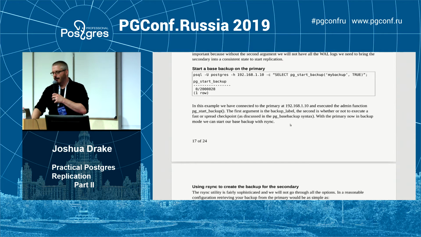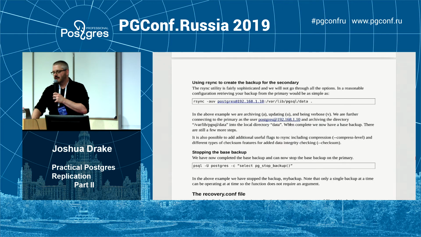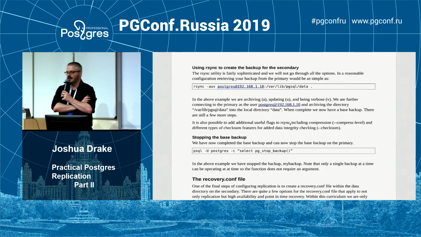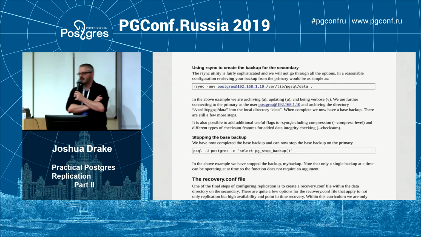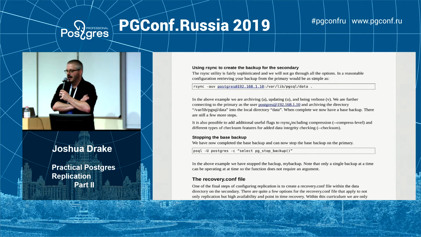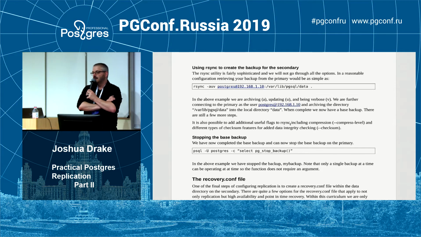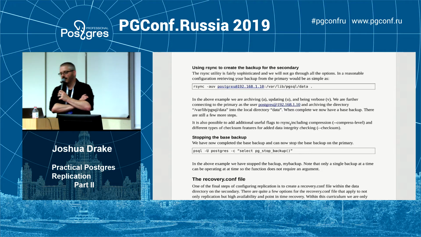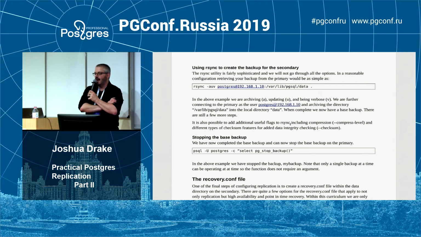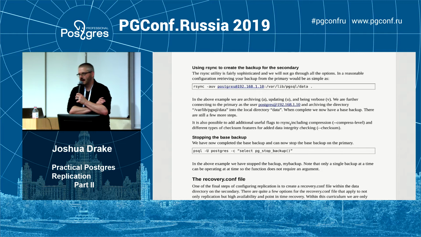With the primary now in backup mode, we can start our base backup with rsync. Using rsync to create the backup for the secondary. The rsync utility is fairly sophisticated, and we will not go through all the options. In a reasonable configuration, retrieving your backup from the primary would be as simple as rsync -auv user@10:, the location of my data and where I want it to go. So I am copying using SSH. I'm on the secondary. I've connected to the primary, and I'm pulling all the data down.